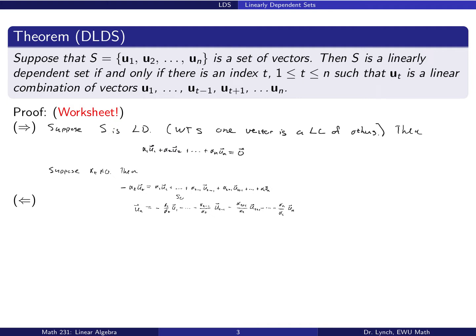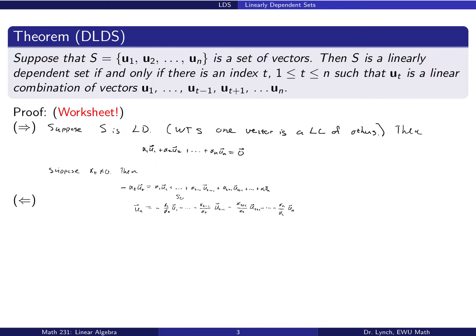So we can, of course, express u sub t as minus alpha 1 over alpha t u1 all the way out to minus alpha t minus 1 over alpha t u sub t minus 1, minus alpha t plus 1 over alpha t u sub t plus 1 all the way out to minus alpha n over alpha t u sub n. So we see then that our vector u sub t is a linear combination of the other vectors.